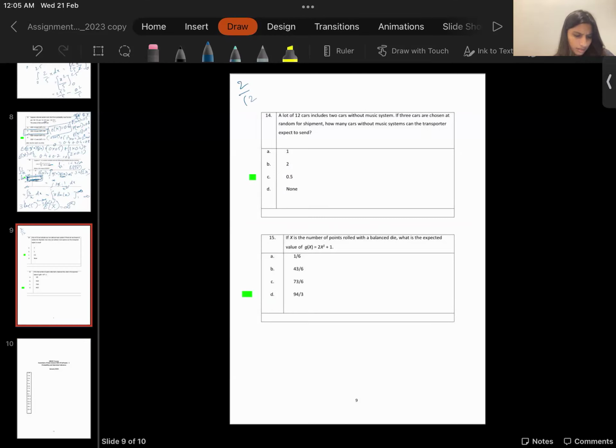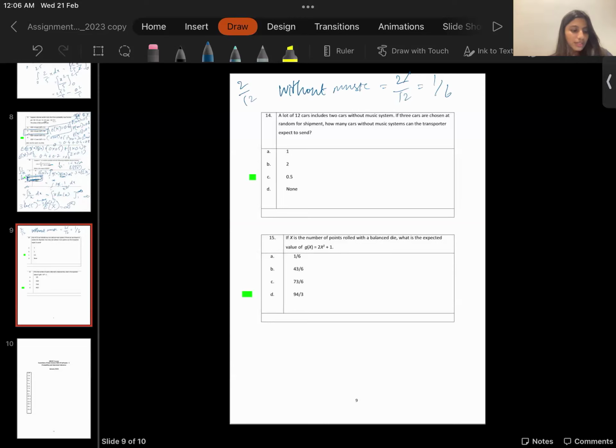2 out of 12 cars, 2 cars. So the probability of getting a car without a music system is equal to 2 by 12, which is equal to 1 by 6. That is what is given in the question. So you choose 3 cars at random now.